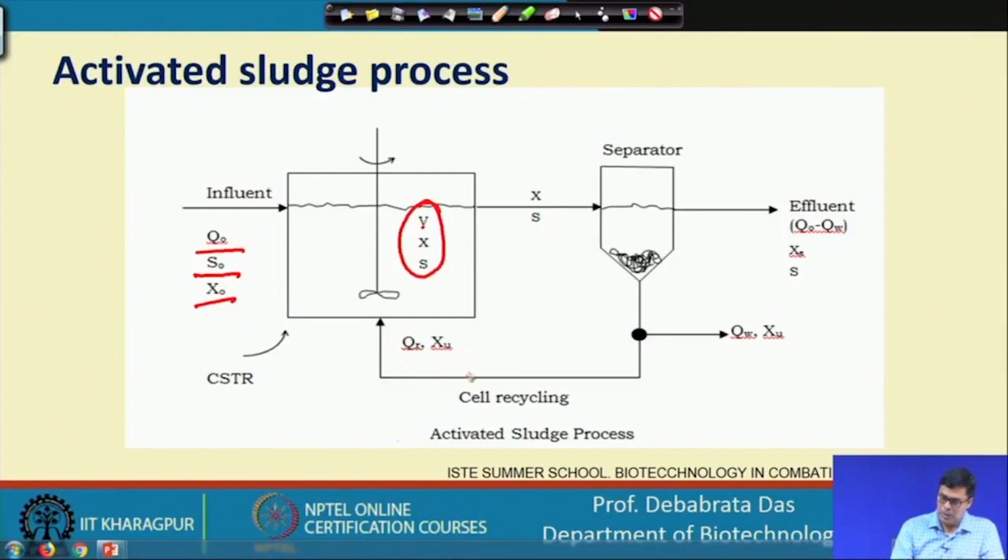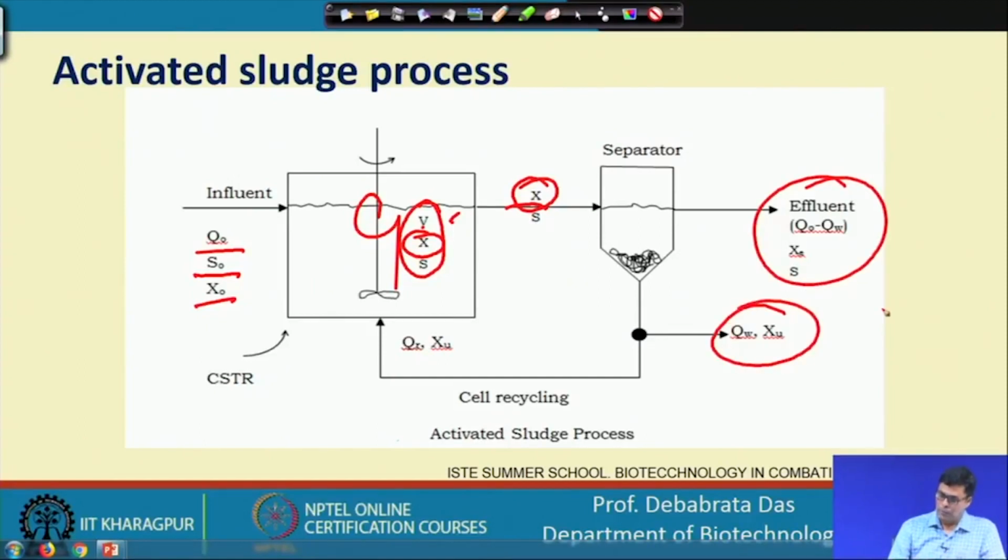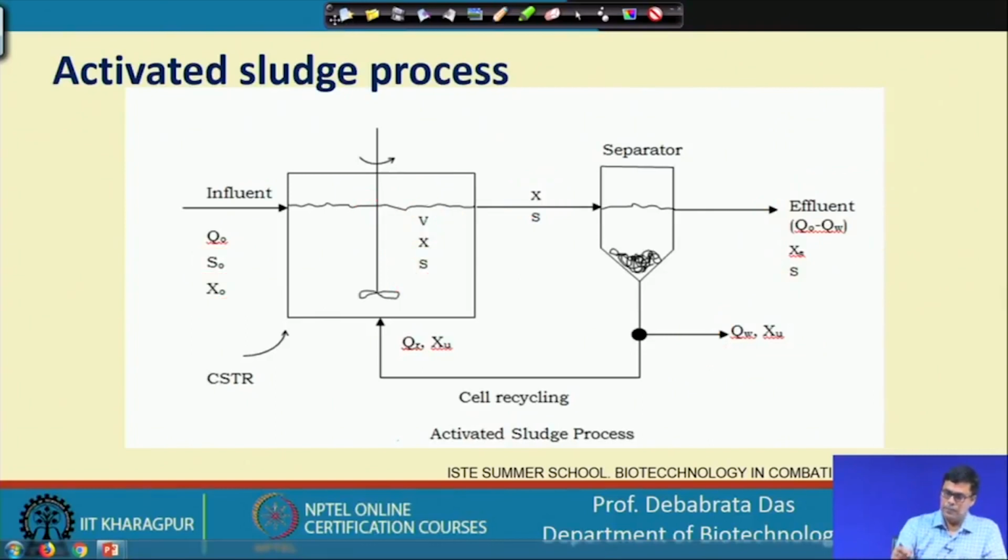S is the substrate concentration, and the main drawback of the CSTR, the continuous stirred tank reactor, is that your cells will go out of the system. If the amount of cells going out of the system is not produced in the reactor at the same rate, then you will find the cell mass concentration will decline. So, to avoid that, a part of the cells we recycle back, so that your cell mass concentration remains uniform, and your rate of reaction inside the reactor will remain constant. And this is how the effluent is coming. This is how the sludge bleeding takes place.